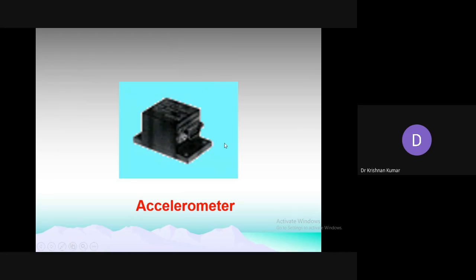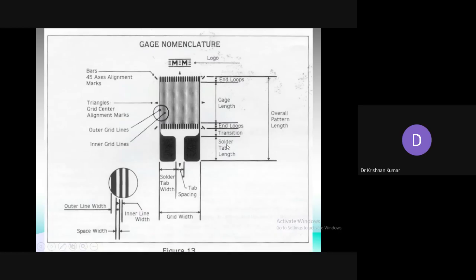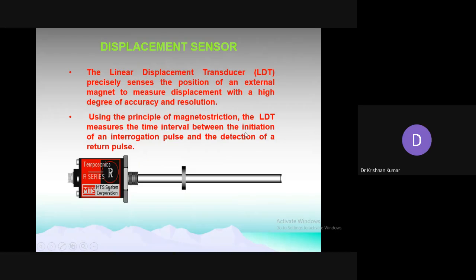So this is an accelerometer, a triaxial accelerometer. So here we have used X, Y, Z directions. This one we have not used. This is an encapsulated strain gauge that we are not using. The next one is the displacement sensor.